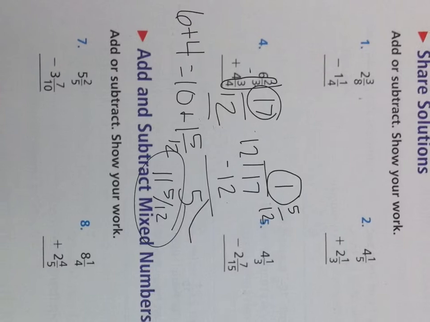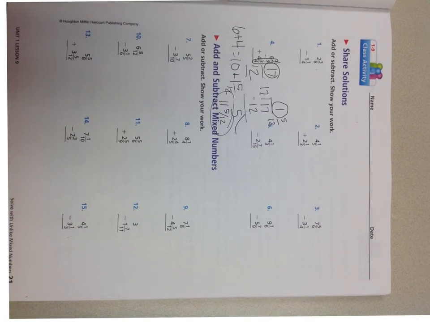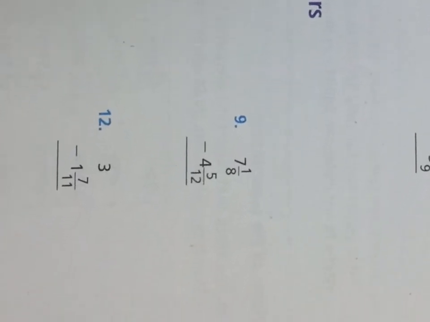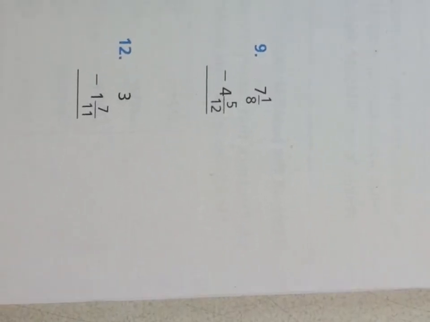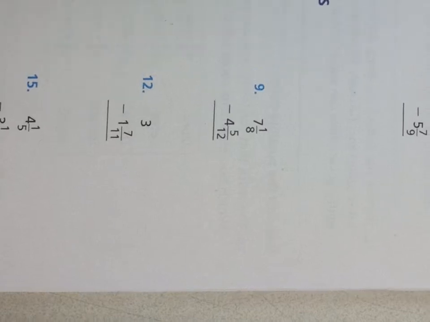So the next one that I want to look at before I let you finish the rest is number 9, because number 9 is subtracting, but you also have to regroup your whole number and fraction, your mixed number. So let's go ahead and take a look at this.